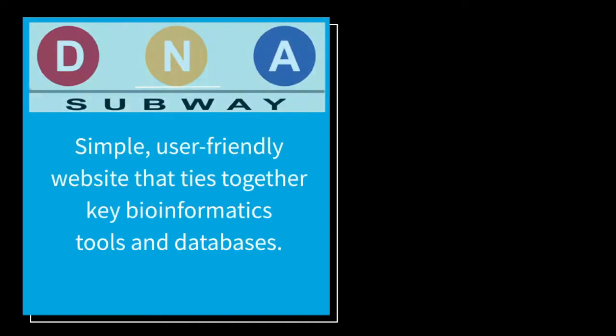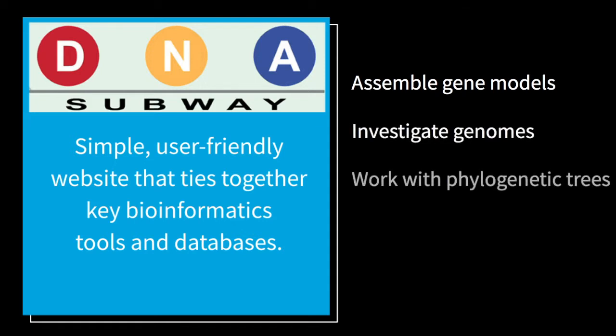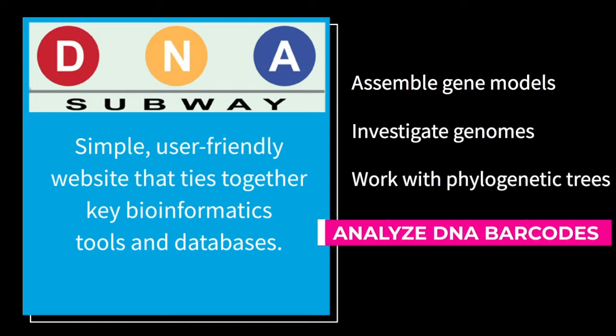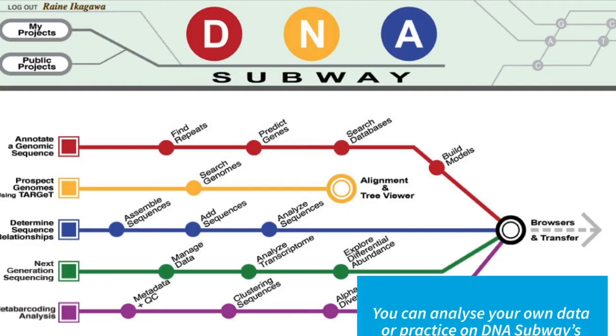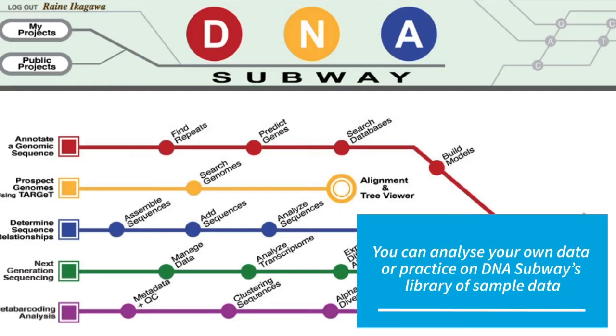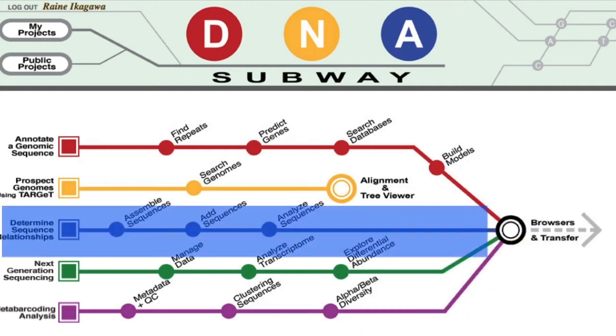DNA Subway is a simple and user-friendly website that ties together key bioinformatics tools and databases to assemble gene models, investigate genomes, work with phylogenetic trees, and, most importantly for this video, analyze DNA barcodes. Each subway line in the map contains a series of stations or analysis steps. DNA Subway can be used to analyze your own data, or you can practice using the vast library of sample data. In this video, we're going to talk about the blue line, determine sequence relationships.